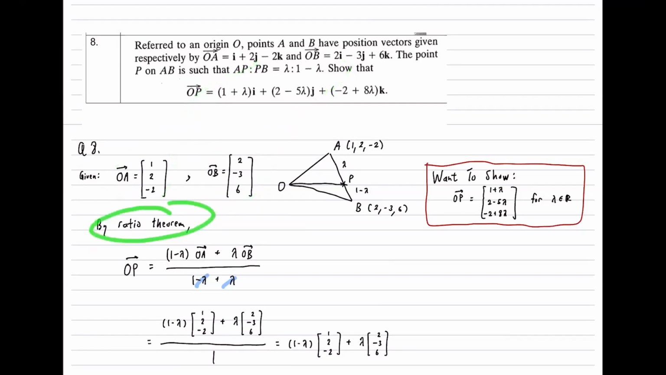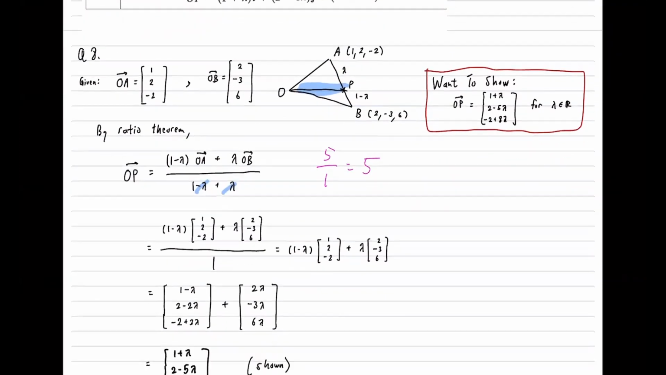Then by ratio theorem, just draw your dark bone here. OP is equal to 1 minus lambda times OA and lambda times OB. You add them together. Divide by the sum, which is 1 minus lambda plus lambda. What do you realize about this denominator? It becomes a 1. Divide by 1 means just the numerator, like 5 over 1 is just the number 5. So that's what we have, the numerator. And I write down over 1 just to emphasize to you that it's a 1.